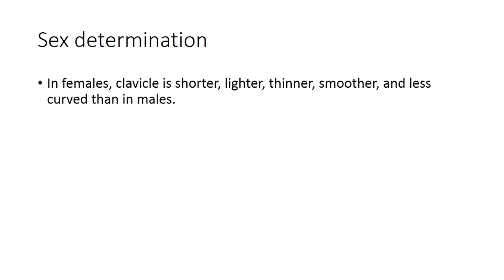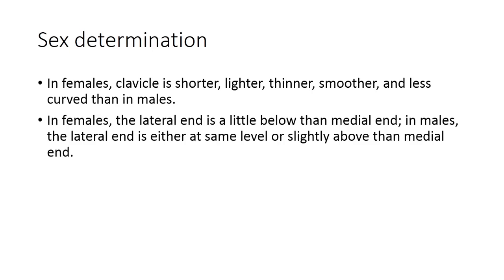Now the sex determination. In females, the clavicle is shorter, lighter, thinner, smoother, and less curved than in males. In females, the lateral end is a little below the medial end, and in males the lateral end is either at the same level or slightly above the medial end. So this is all about the clavicle. Thank you.